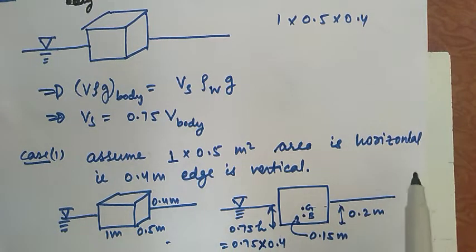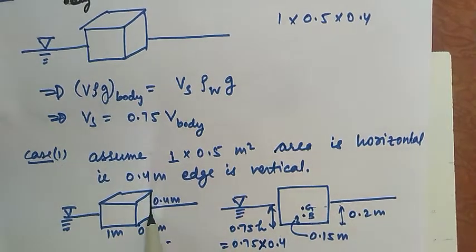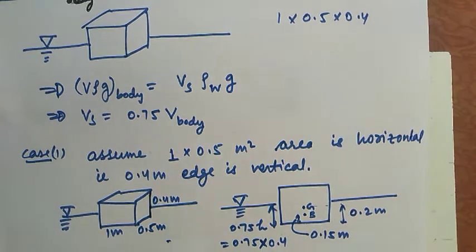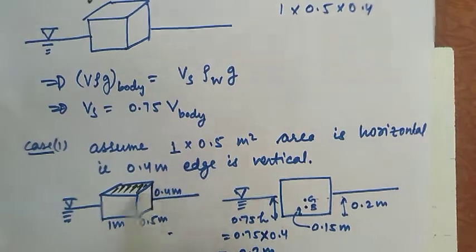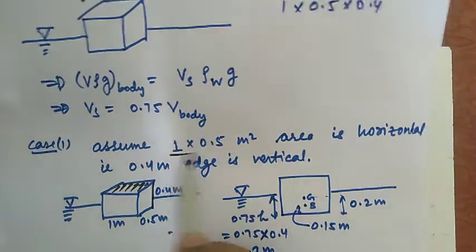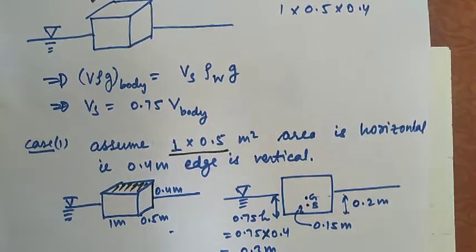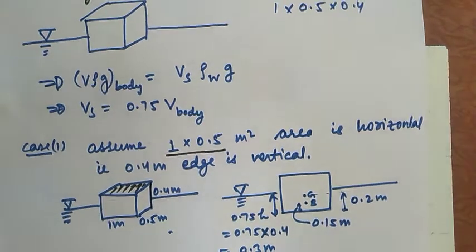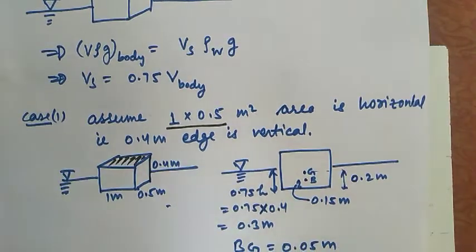It means that this length, 0.4 meters, will be vertical, and this area I'm talking about is horizontal. So this is the orientation which I am assuming first. You can also assume the other cases. In the case where you get the GM value, the metacentric height value, as positive, that case will be your solution.